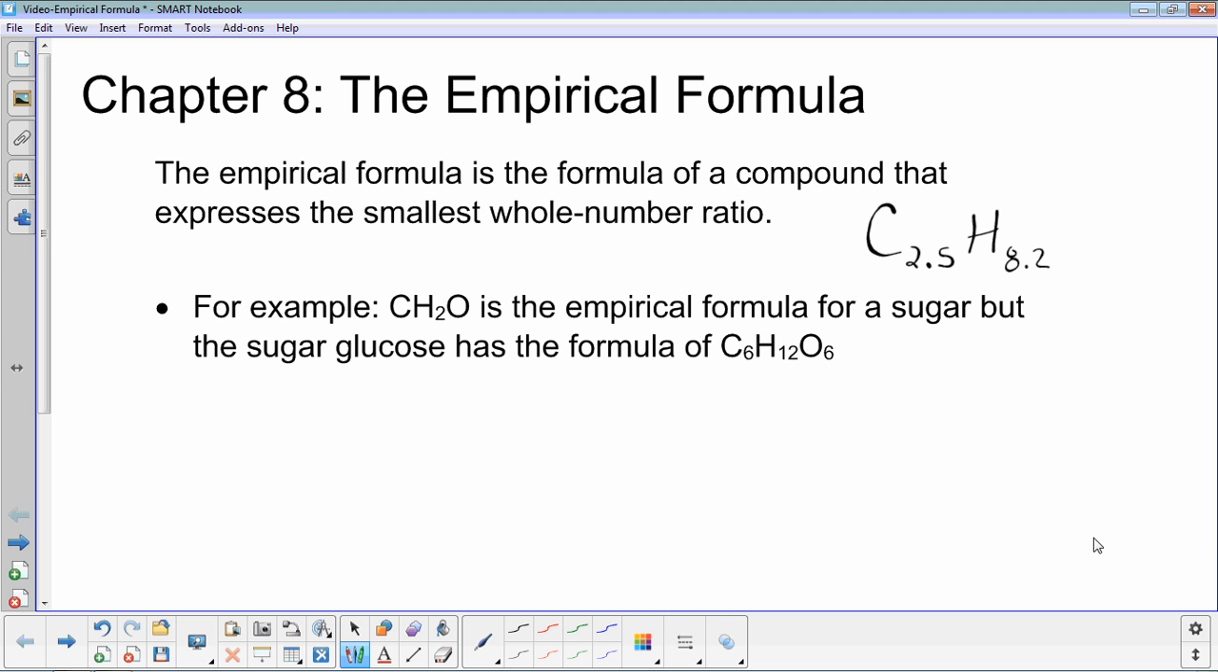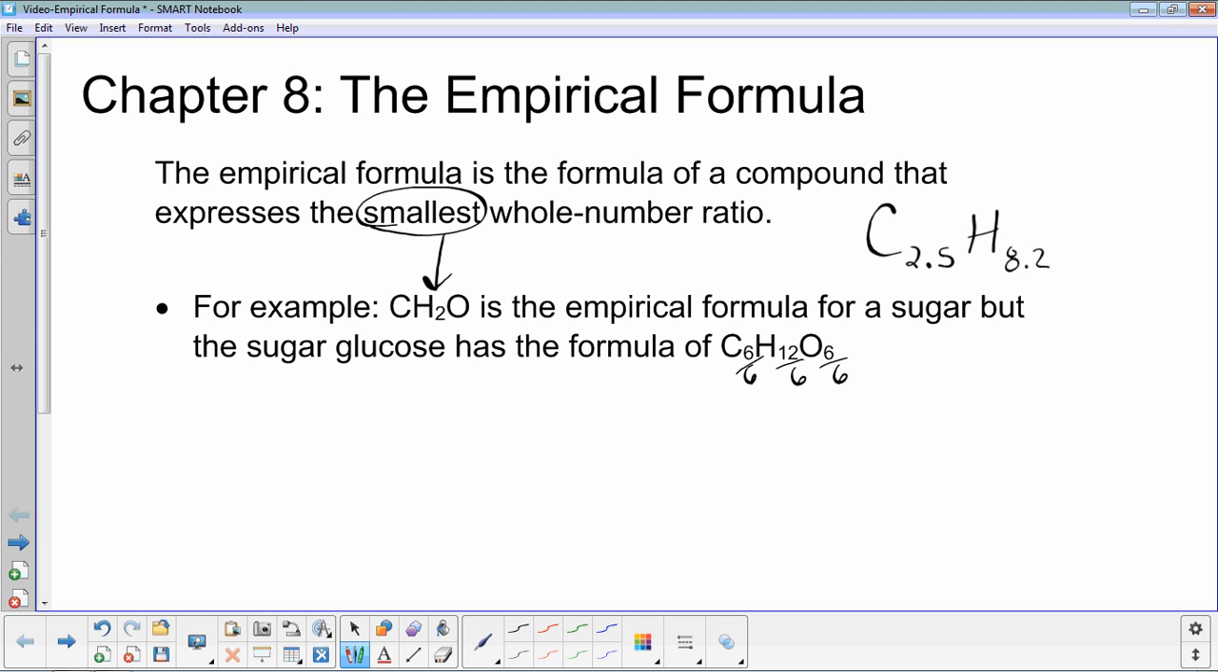I see things that are put together. So, for example, CH2O is the empirical formula for a sugar, but an actual formula for a specific sugar is C6H12O6. And if you can see here, I can divide each of these by 6. So that means it's the smallest whole number ratio, which is CH2O.